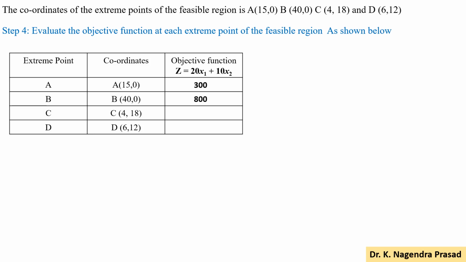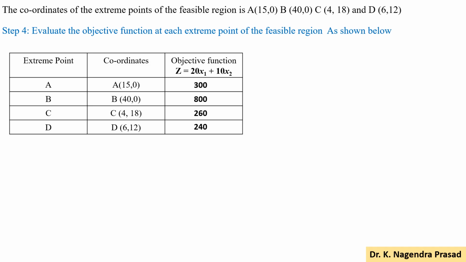And next we substitute another extreme point coordinates, that is 4, 18, in the objective function. Then the objective function value is 260. And finally you have to substitute the coordinates of the other extreme point D, that is 6, 12, in the objective function, that is 20 into 6 plus 10 into 12. So that is 240.